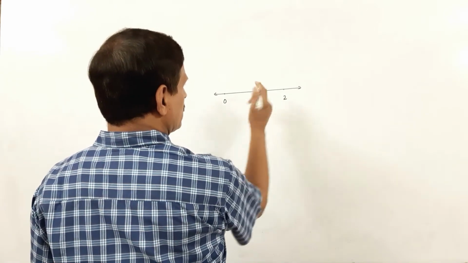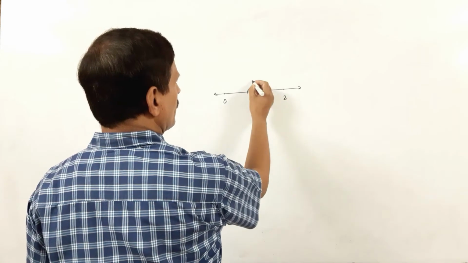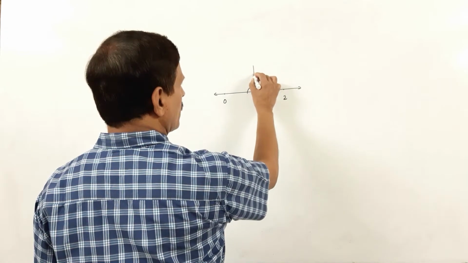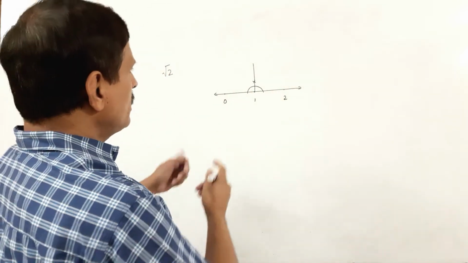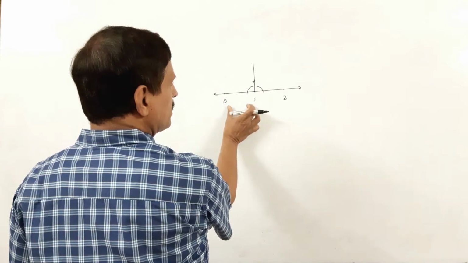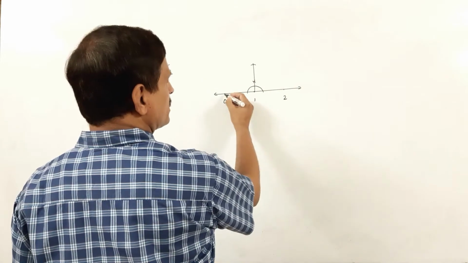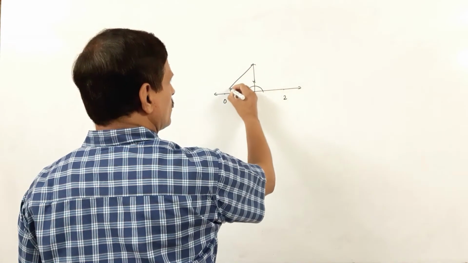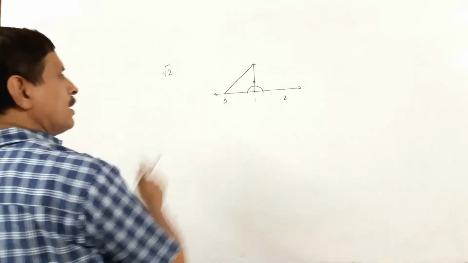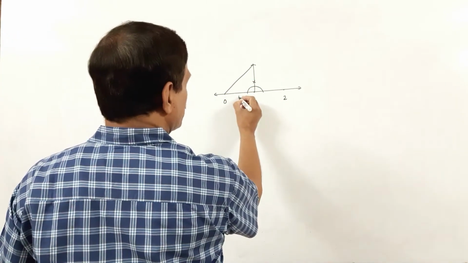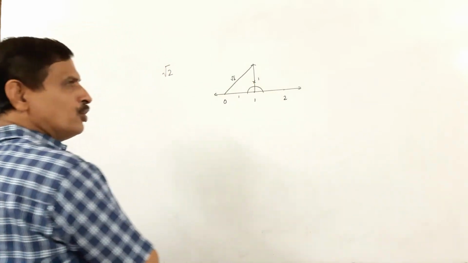At one distance we draw a perpendicular. Now we cut an arc of length equal to this 1 unit on this perpendicular and join this 0 with this intersection of the arc. Now this is 1 unit, this is 1 unit, and this will be root 2 unit length.